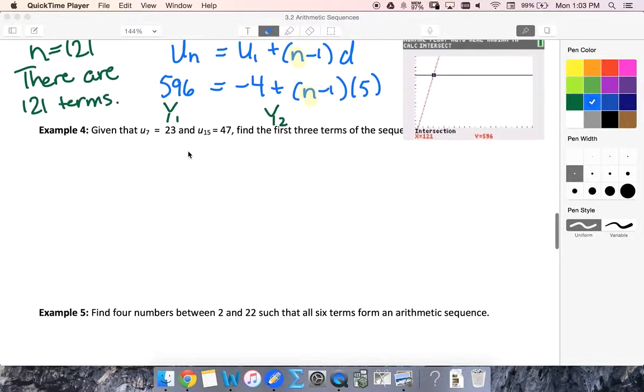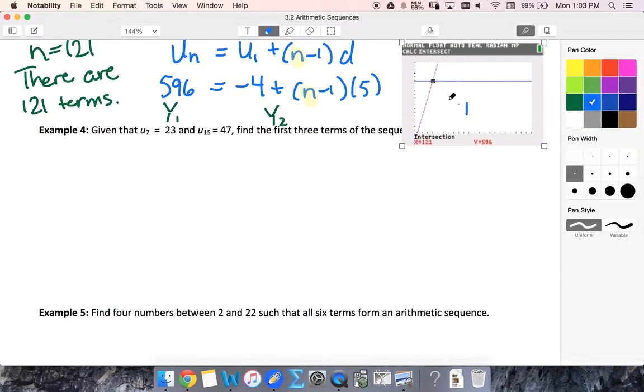So example 4 says, given that the 7th term is 23 and the 15th term is 47, find the first 3 terms of the sequence.